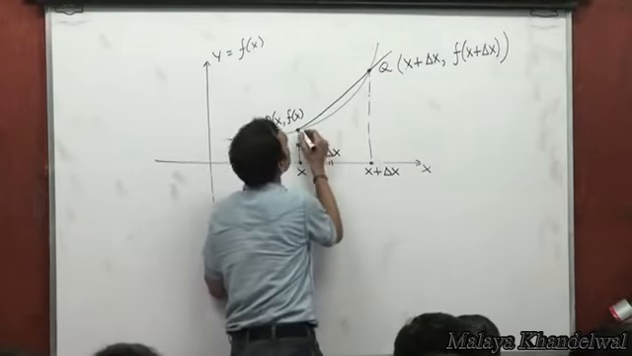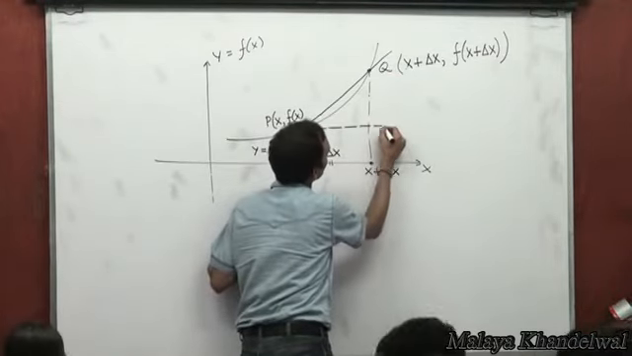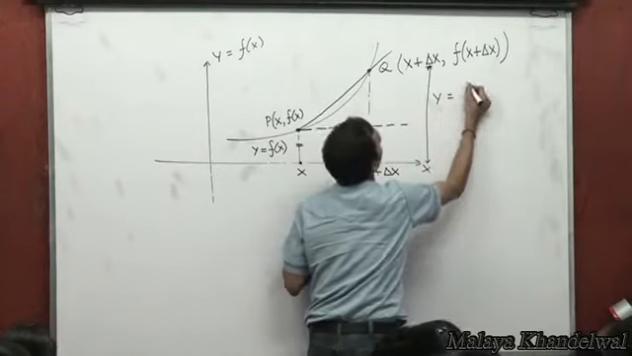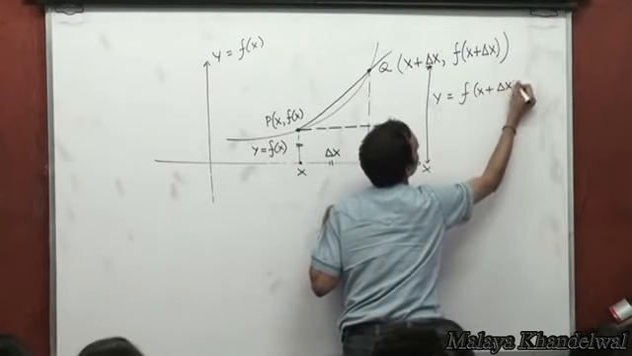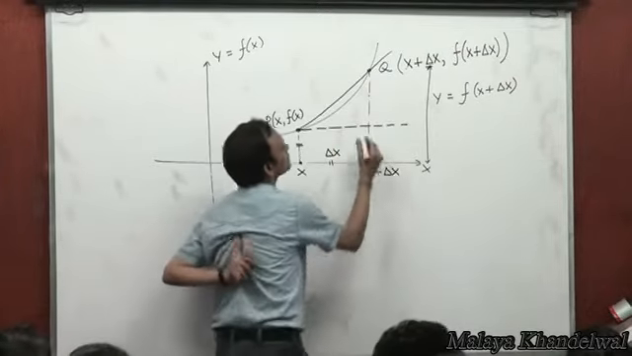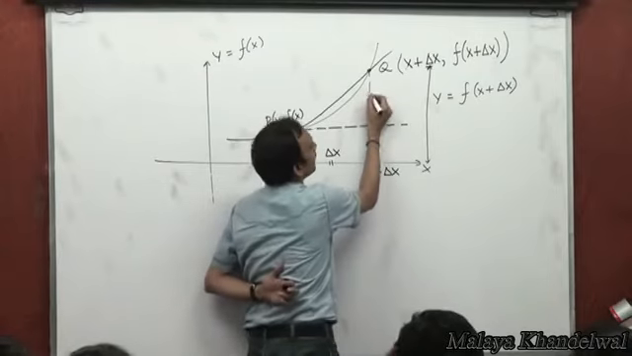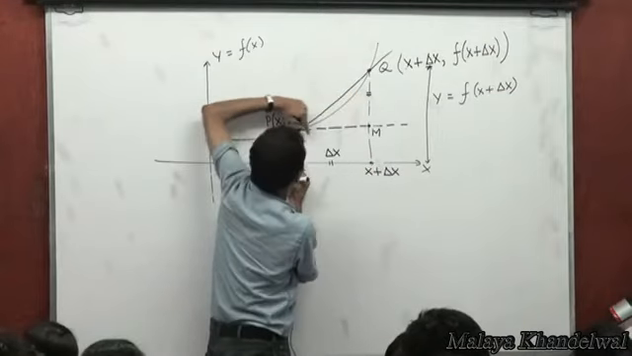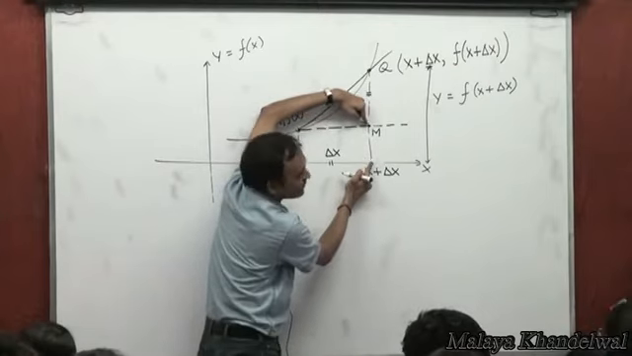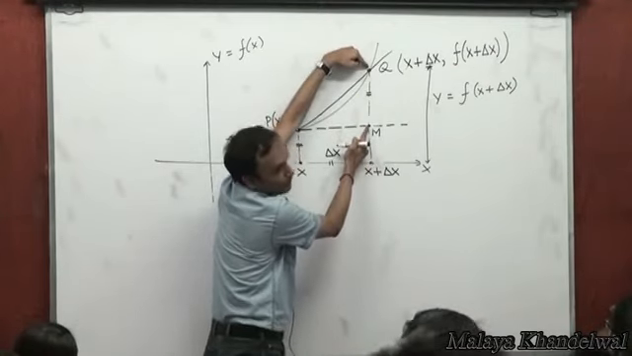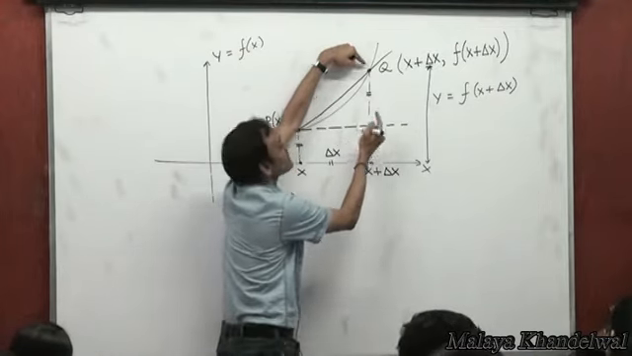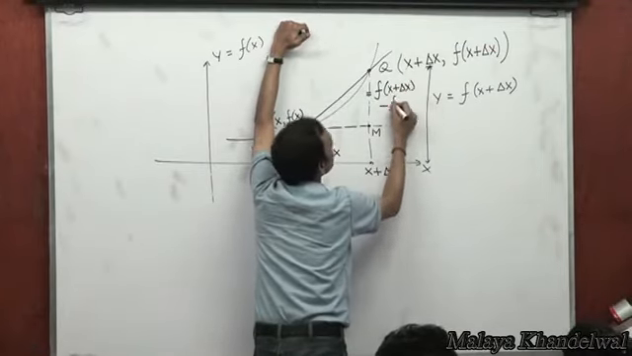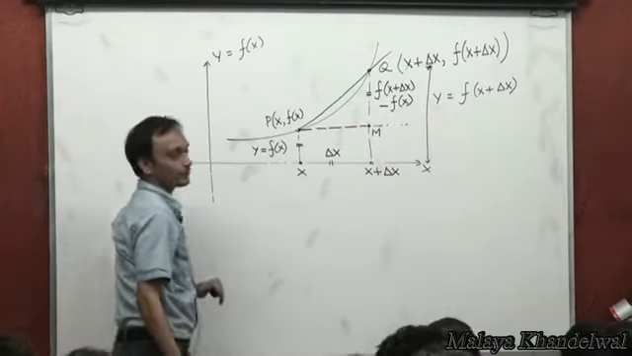Now, between P and Q, this length is y equal to f of x plus delta x, right? Whereas the length QM is going to be f of x plus delta x. This is f of x plus delta x and this is the same as this. If this is f of x, this is f of x and this is f of x plus delta x. So what is QM? f of x plus delta x minus f of x. Right?